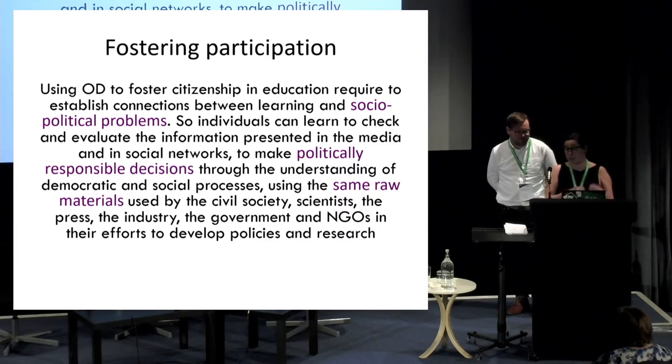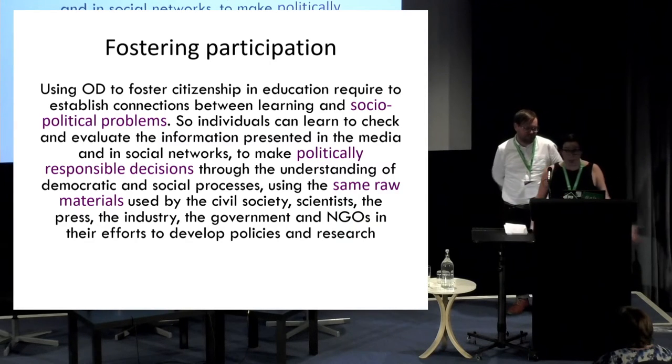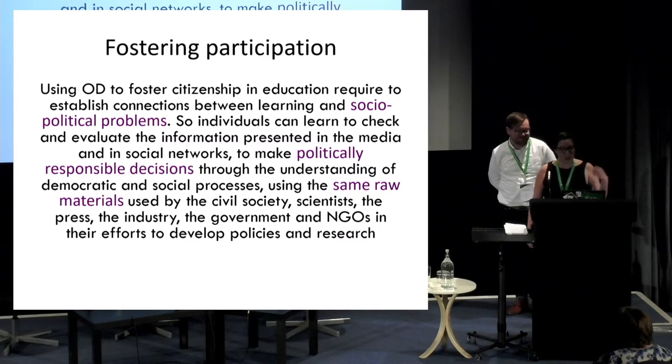Everything we do, as we're going to be datafied, will be used at some point for or against us, quite likely against us. But we need to understand that if we bring to the lecture theater, to the classroom, data and open data and actually Wikidata, we teach students to work with the same raw materials that not only politicians or the industry work with, but also civil society, the scientists, and the press use in the effort to develop policies and also research. We need to have data-literate people. We cannot keep having an entire generation of people that cannot understand the difference between a median and an average.